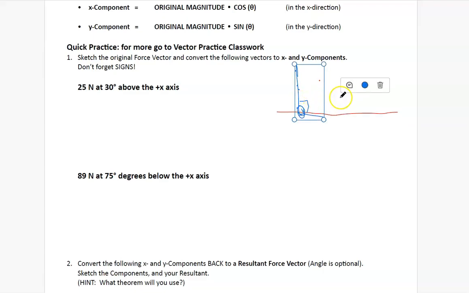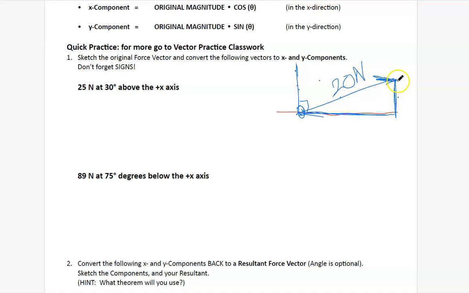A 30-degree angle would look something like that. And that's our vector. Just label it 20 newtons. That's our force vector. That's our original vector that we want to make components of. And our components are going to look like the rest of the right triangle. So if I make a line here and make a line here, we complete our right triangle, and then we give it arrows.